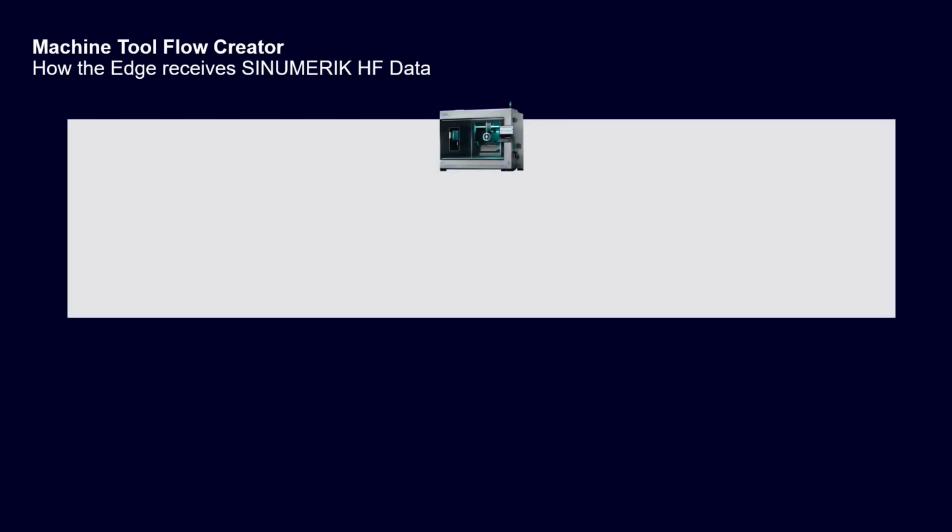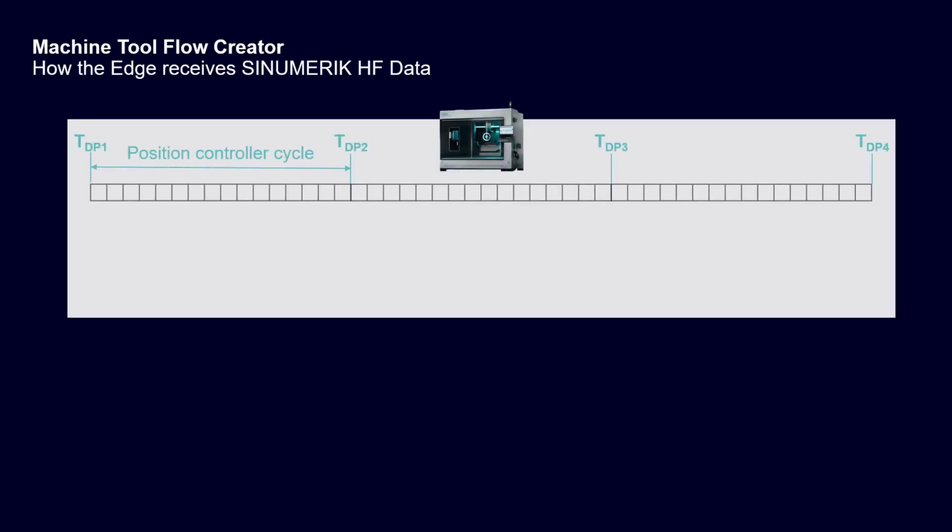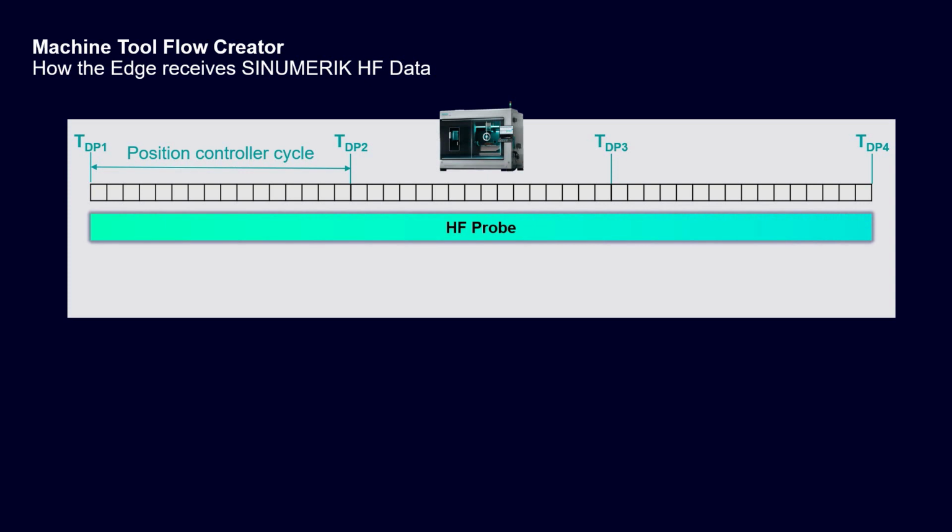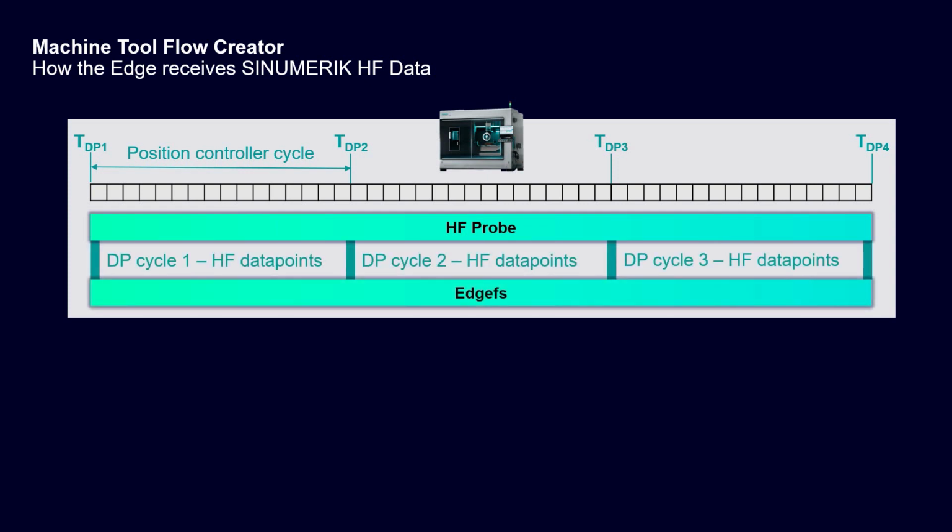Let's take a look how the edge receives the SINUMERIK high frequency data. We start on the NCU side. There we have the position controller, which delivers data in a constant cycle. Then we have a piece of software called HF Probe, which collects the data and writes the data into the edge file system. There, the data points of multiple cycles get stored before they are transmitted to the edge box.